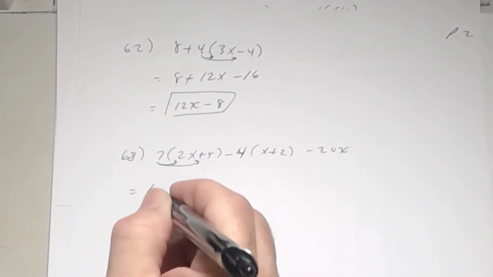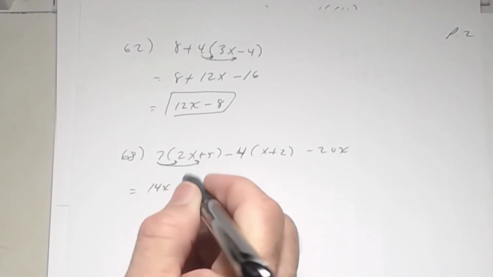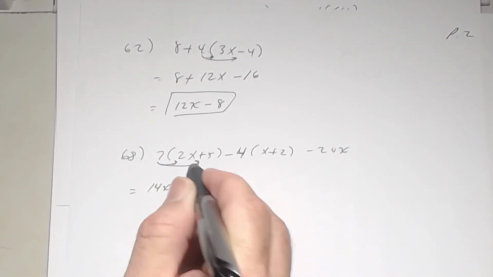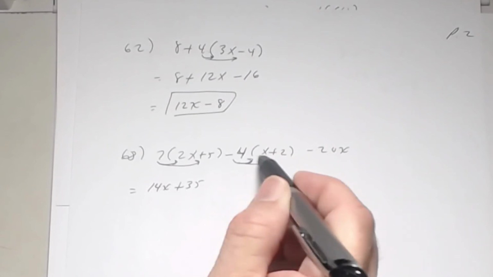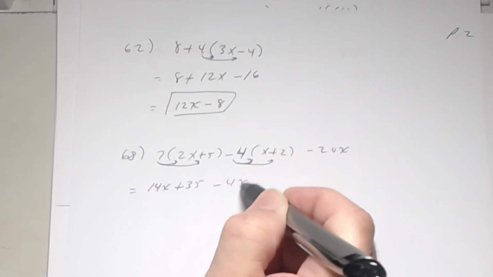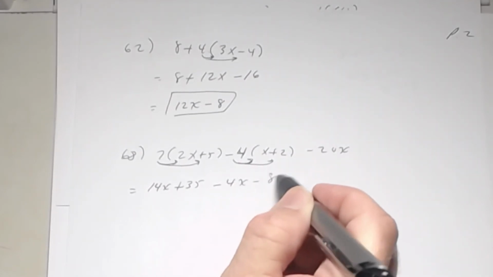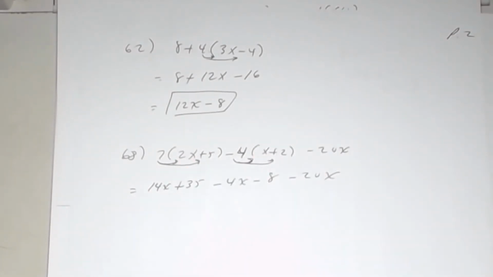7 times 2x? 7 times 5? All right, so that's what that becomes. Over here, what will I distribute? Negative 4. Negative 4 times x? Negative 4 times 2? And then minus 20x, right? Okay, now what's the next idea? Next idea is to do what?